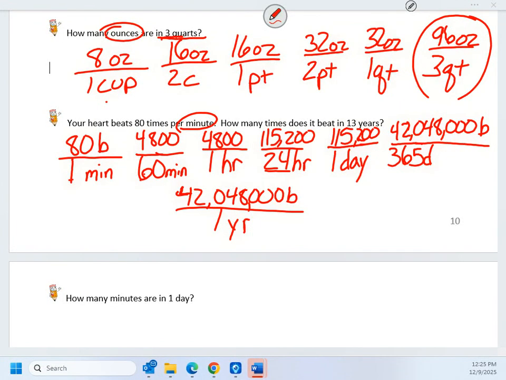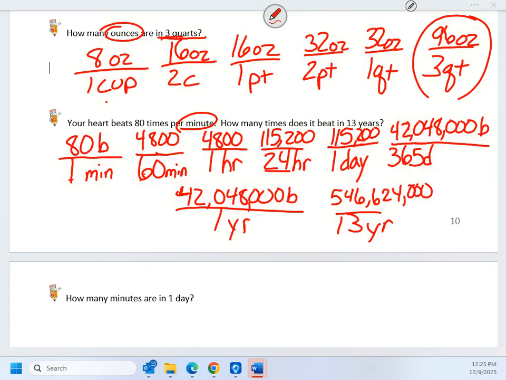Clara, 13 years is equal to 546,624,000. So we have 5, 4, 6, 6, 2, 4, 0, 0, 0.